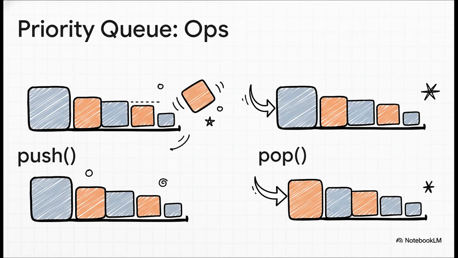Now, the function names might look a little familiar, kind of like a stack's, but how they work is completely different. When you push a new item, the priority queue automatically finds the right spot for it based on its importance. And when you pop, you don't remove the oldest item, you remove the highest priority one. Same with top. It always lets you see that top priority item.